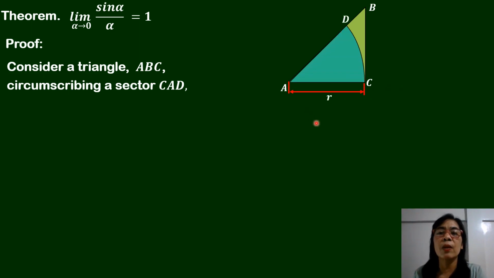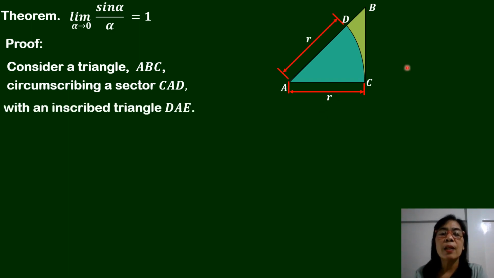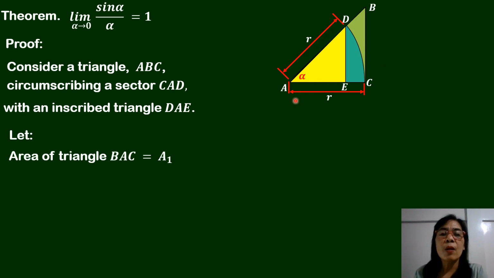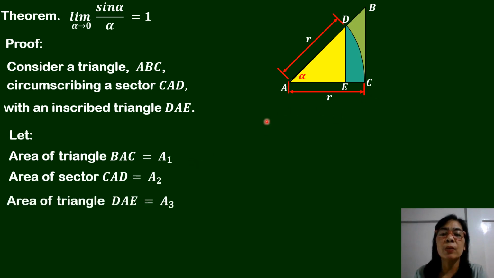Then we have the sector CAD with AD also equal to the radius. And inscribed is a triangle DAE. You will notice from this figure, the common vertex is at A. Let us denote the included angle at vertex A as alpha. Let us also let the area of the triangle BAC be denoted by A sub 1, the area of the sector CAD be denoted by A sub 2, and the area of the triangle DAE denoted by A sub 3.